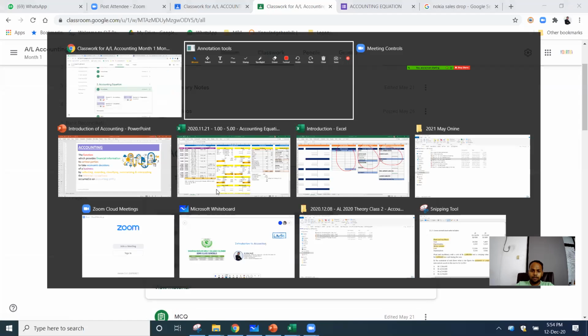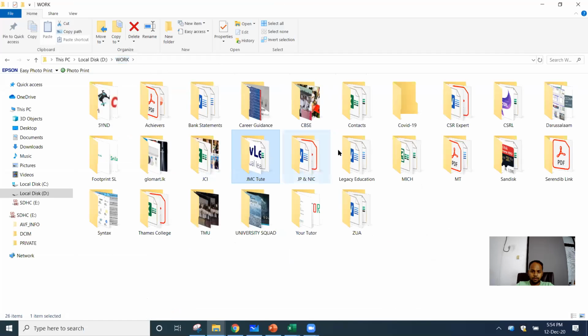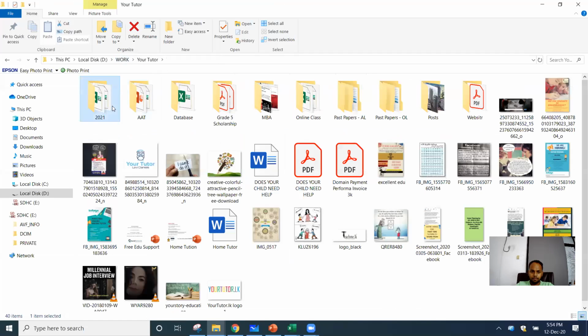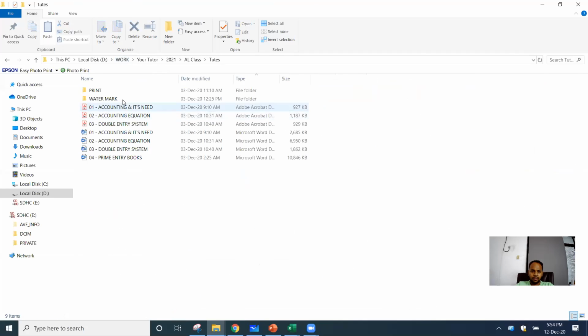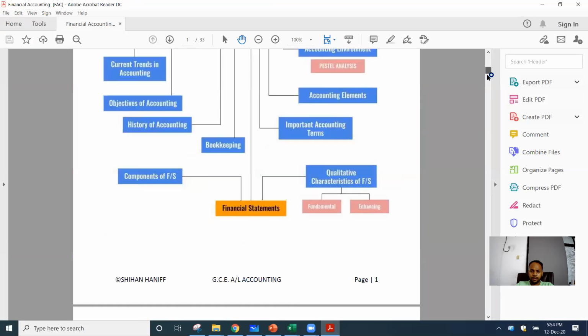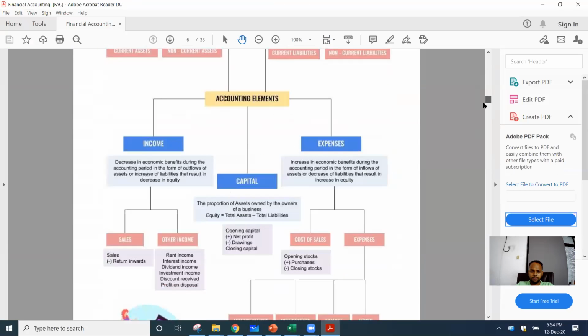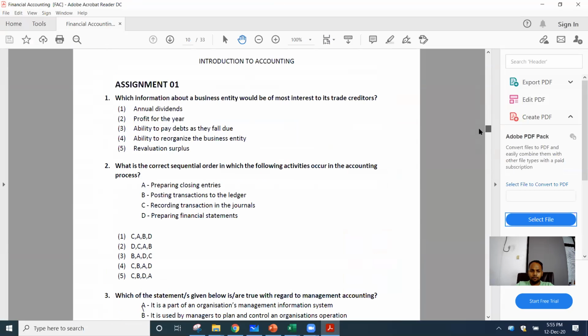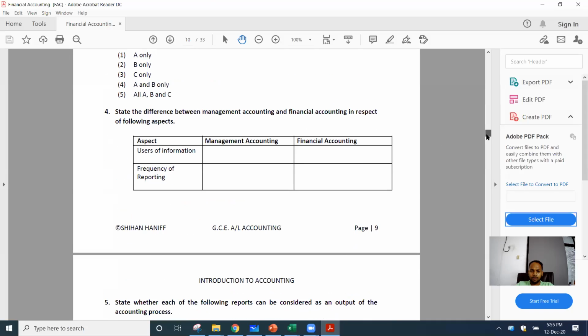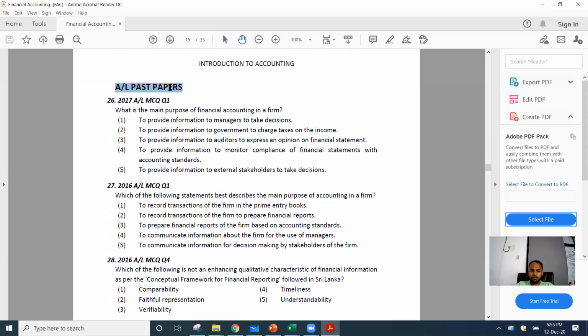The notes are given to you. Initially, the first 3 chapters will be sent to you. It has all these mind maps, the summary notes, and the questions. There will also be some assignments, and also all the A-level past papers.